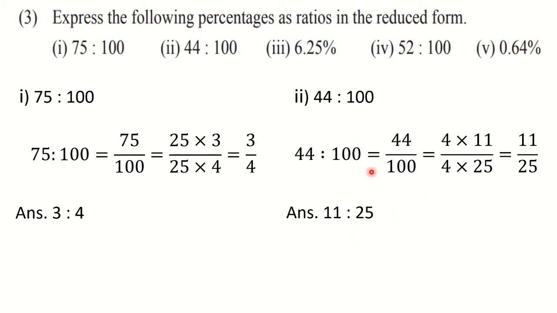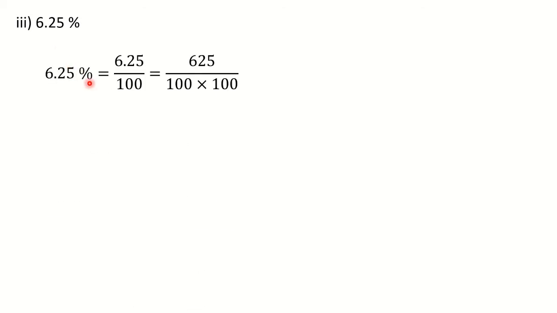Okay, so in this way 44 is to 200 can be written as 11 is to 25 in the reduced form. Now let us go towards the third one, that is 6.25%. So 6.25% we can write as 6.25 upon 100. I told you that percent means what? Per 100.